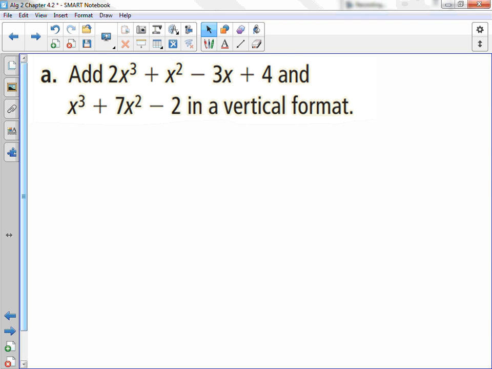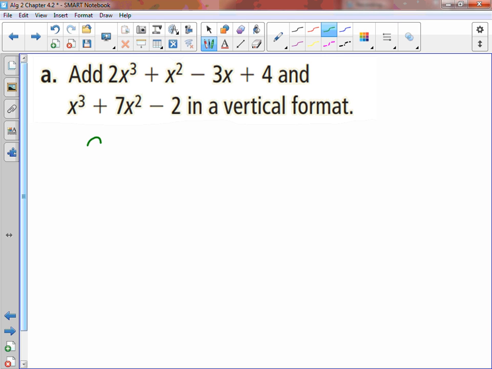So now we're going to add 2x cubed plus x squared minus 3x plus 4 and x cubed plus 7x squared minus 2 in a vertical form. So I'm going to just write the first one down. So I have 2x cubed plus x squared minus 3x plus 4.